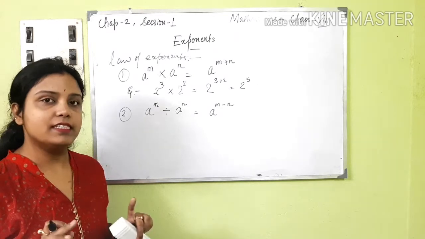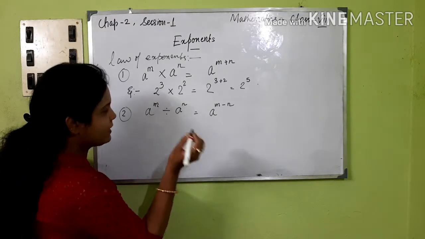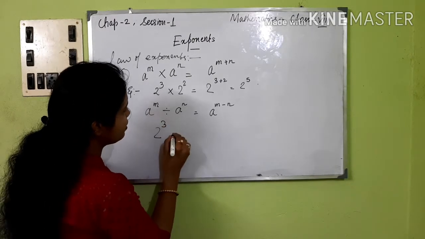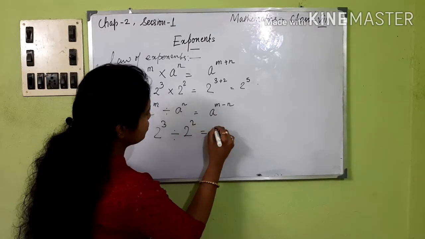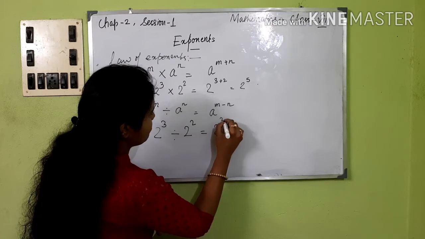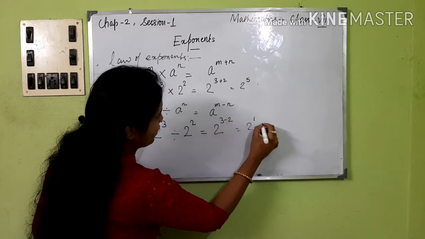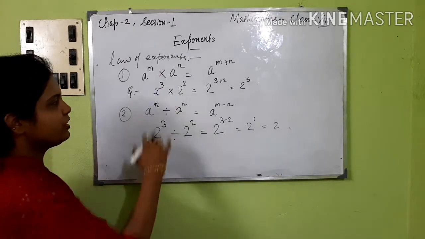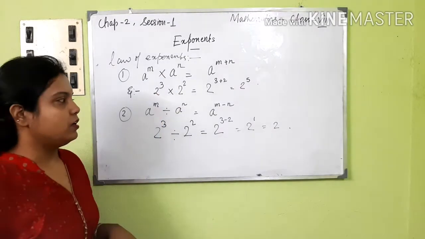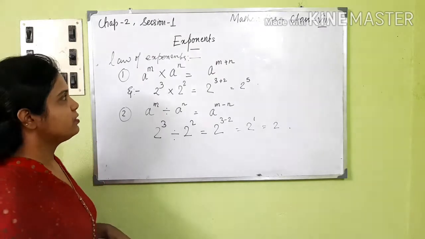Okay, powers will get subtracted. So example for you again, 2 to the power 3 divide 2 to the power 2. That gives you 2 to the power 3 minus 2, that is 2 to the power 1. 2 to the power 1, you know, that is 2. Okay, so these are the two most important laws. We will come to other laws also.